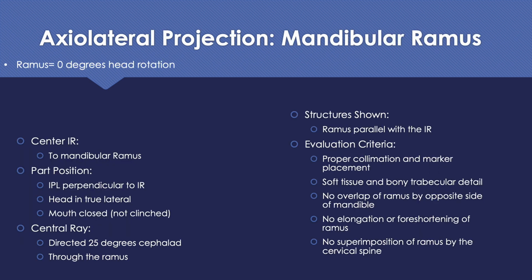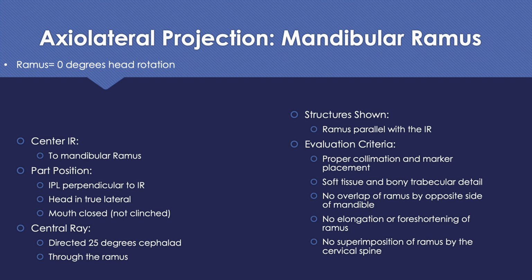Next, we have the axiolateral projection, which will demonstrate the mandibular ramus. The ramus has a 0-degree head rotation. We will center the IR to the mandibular ramus. For the part position, the IPL will be perpendicular to the IR. The head will be in true lateral with the mouth closed. We will have a central ray directed 25 degrees cephalic through the ramus. The structure shown, the ramus, will have to be parallel with the IR.